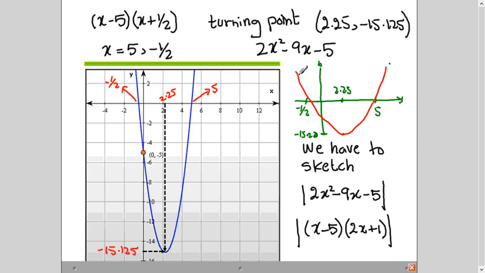So this is the way you will sketch, right? You don't need to show all these points which are not relevant. So sketching means highlight the key points. Okay. So this is the sketch of 2x squared minus 9x minus 5.